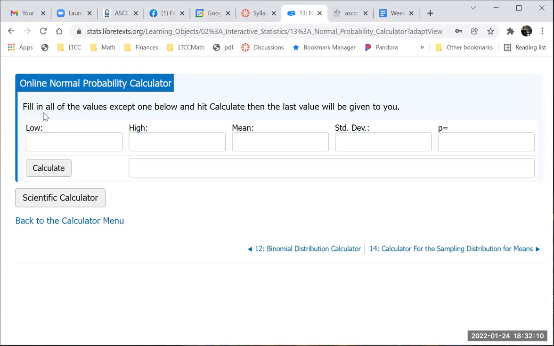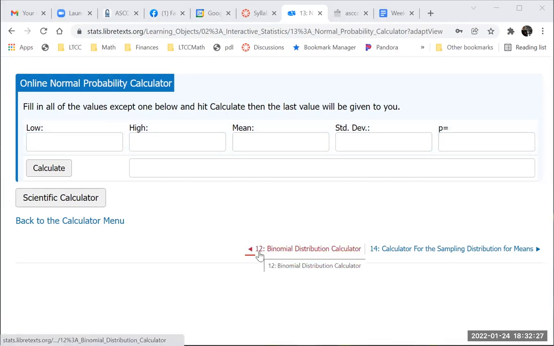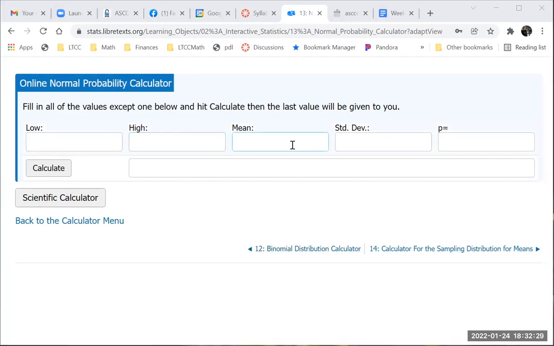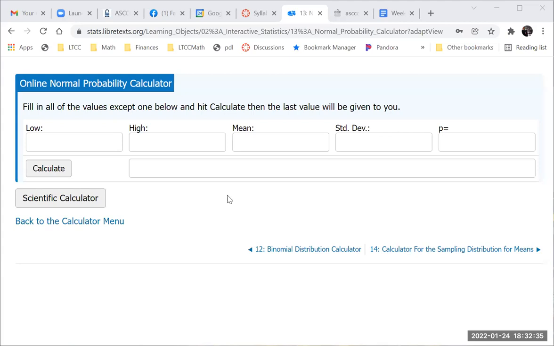Okay. And it says fill in all the values except 1 below and hit calculate. And then the last value will be given to you. So you can leave anything blank and it gives you the last value. Normally, you're going to leave the low, the high, or the P equals blank. That's typical. I don't think there's anything you have to do in this class where you leave the mean or the standard deviation blank, but it could be done. That was actually hard to program, but I programmed it for that. All right, so let's look at the example.